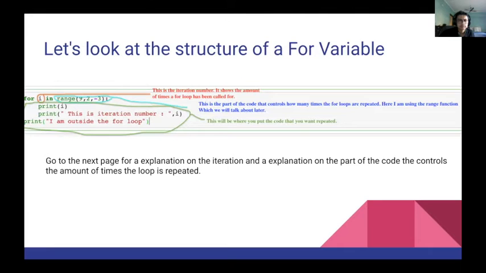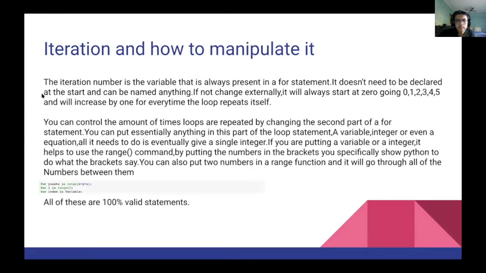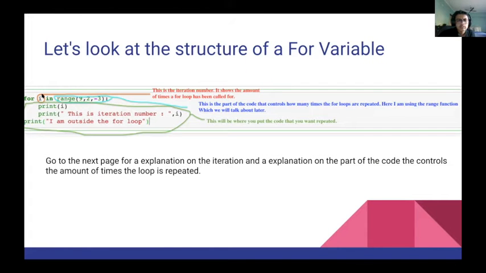So let's look at the structure of a for loop. This is the iteration number. It's something that you don't have to declare before. You can just put anything here. It's a variable. It will show the number of times a for loop has been called.